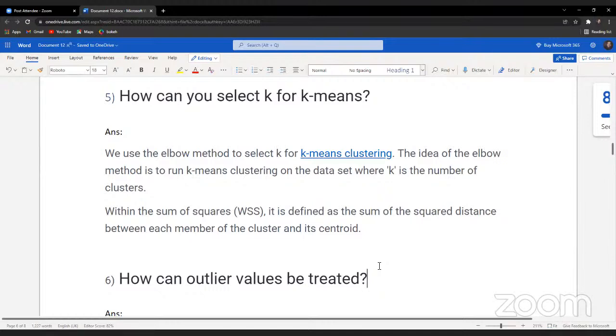Going to the next one, how can outlier values be treated? I think you might have an idea on what outliers are and what process can be done to remove those kinds of outliers. If anyone knows the answer, please ping me in the chat box. I will see those answers and we'll discuss the answer. If anyone has any doubt, please ping in the chat box.